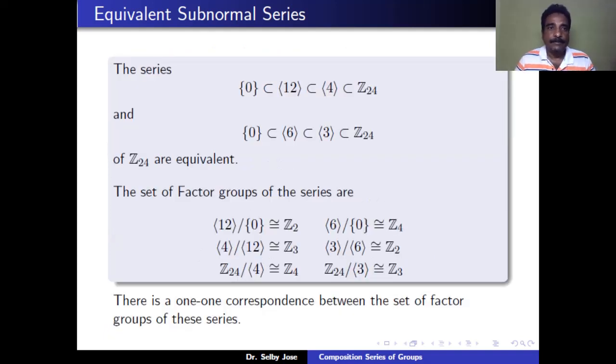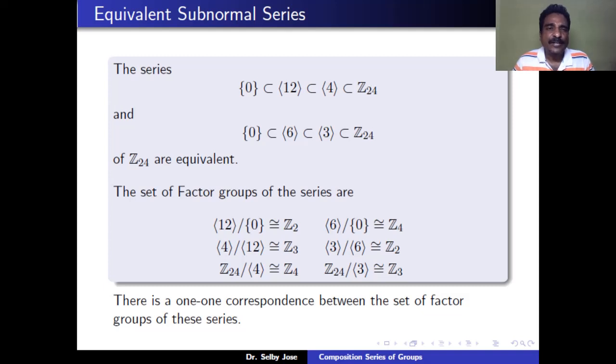Now we'll see some examples. Consider 0 contained in the cyclic group generated by 12, which is contained in the cyclic group generated by 4, which is contained in Z24. And another series of subgroups of Z24 is 0 contained in the cyclic group generated by 6, which is contained in the cyclic group generated by 3, which is contained in Z24. Because Z24 is an abelian group, both these series are normal series.